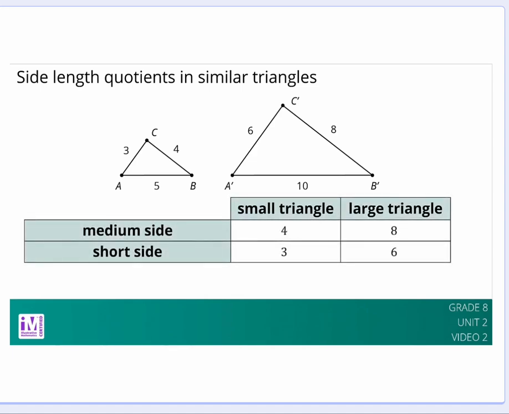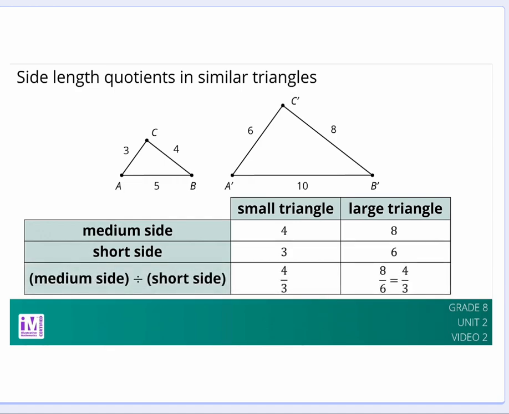Since these triangles are similar, there is another feature they share. The lengths of the medium side and the short side are in a ratio of 4:3. This means that the medium side in each triangle is 4/3 as long as the short side. We can show this for any pair of sides. For example, the lengths of the long side and the short side are in a ratio of 5:3. This means that the long side in each triangle is 5/3 as long as the short side.